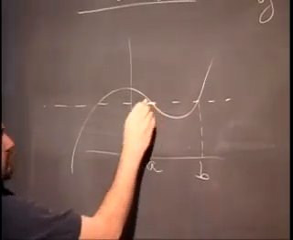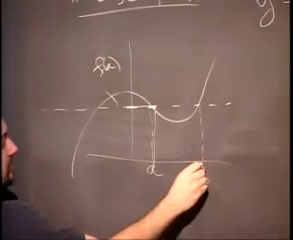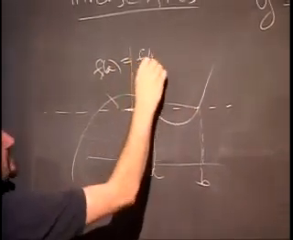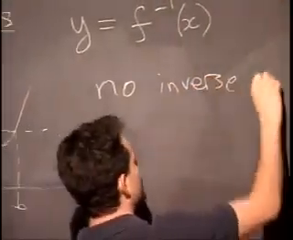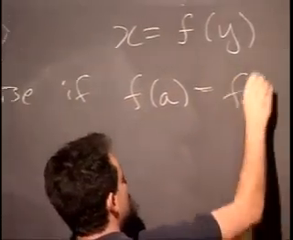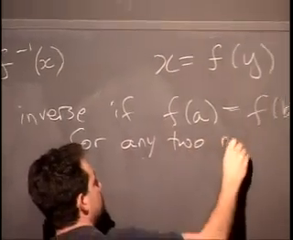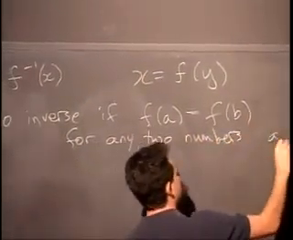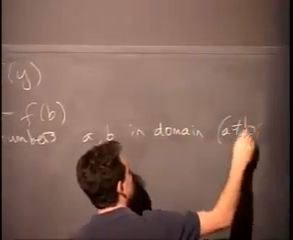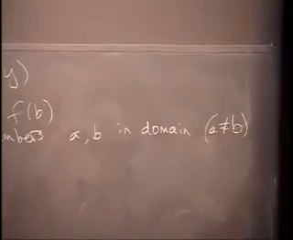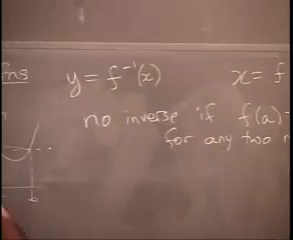And so actually, whatever this height is, from here it would be f of a. But from here it would also be f of b. So actually, no inverse if f of a equals f of b for any two numbers a and b in the domain, as long as a not equal to b. No fair making them the same number. Then, of course, f of a equals f of b. But there's no inverse. That's the horizontal line test in math symbols.